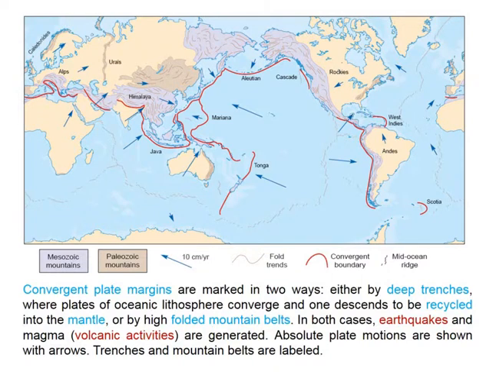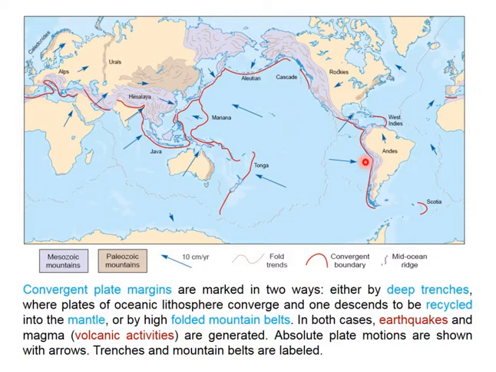Converging plate boundaries are marked by either deep trenches or highly folded mountain belts. The trench is formed due to oceanic lithosphere converging and one descending into the mantle. Both earthquakes and volcanic activities are common at convergent plate boundaries due to the plate movement.